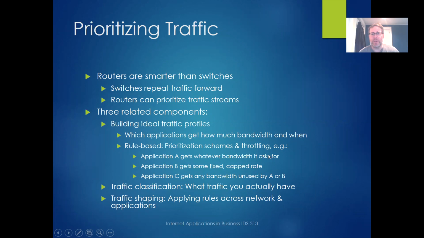But anyway, this is what the system designers use. They categorize applications into how critical they are, and based on that, that's going to determine how much capacity in the network they get. The second part, traffic classification. So you have to have a mechanism in place for assessing what traffic you actually have on your network. So you make sure that all of the different categories you have are all assigned to one of these rules so that they can be appropriately handled. And then last, traffic shaping, applying those rules across your network and applications. So basically making the traffic flows conform to these ideal traffic profiles as best as you can.